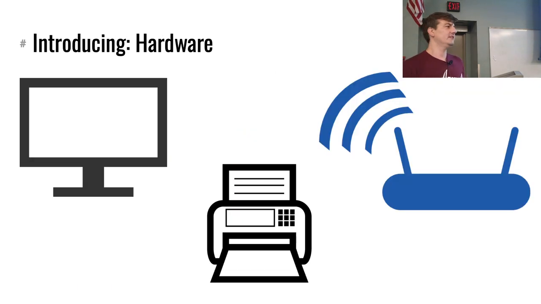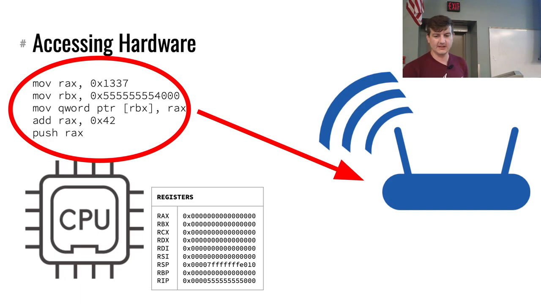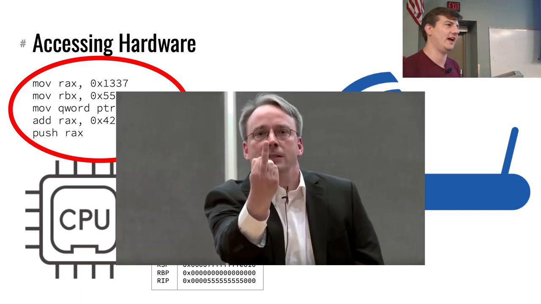So this is where hardware comes in. We have our CPU, and we want our CPU and our programs to be able to do things like send data through the router, send a packet out, or print something on the user's screen, which is a physical thing. If we wanted to do this, the hardware actually tells us no. If you don't know, this is Linus, the guy who created Linux. The entire purpose of an operating system is to prevent you from talking to the hardware directly. Why?